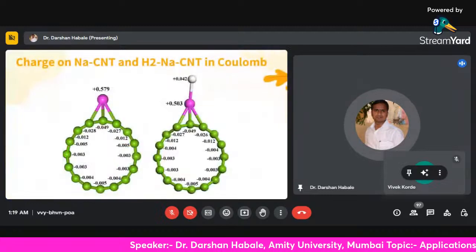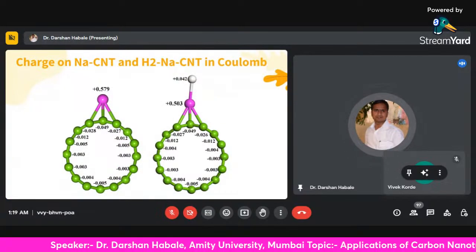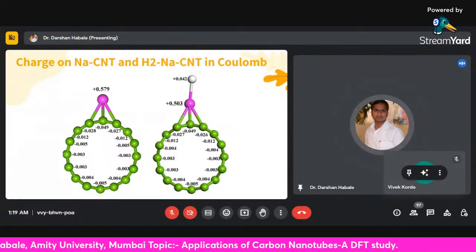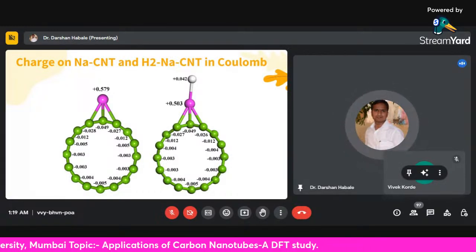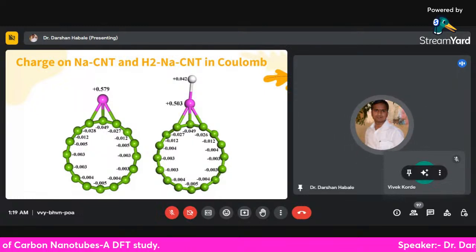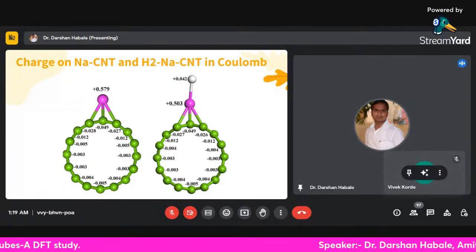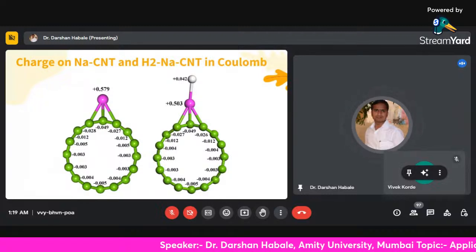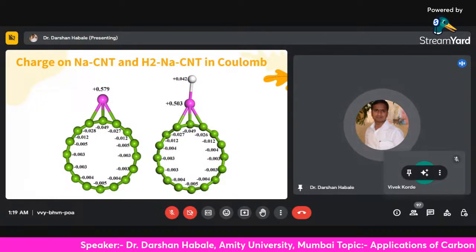Another electronic property we studied for this system is charges. How does the charge transfer happen? The electronic charge transfer has been studied using Hirschfeld population analysis. There are two types of analysis: molecular population analysis and Hirschfeld population analysis. So here we can check the charge on each atom.